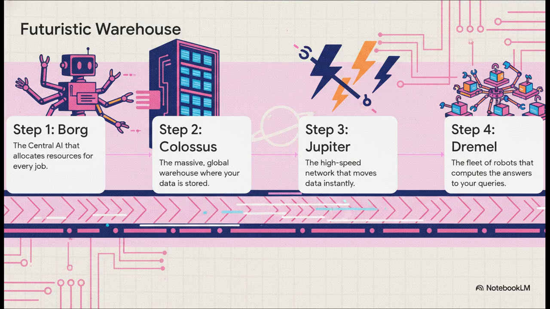When you ask a question, it's like placing an order. Borg, the central AI brain, immediately assigns thousands of little robot workers to go get your answer. These robots are part of a fleet called Dremel, and that's the computation engine. And how do they get the data from the shelf to the robot so fast? That's Jupiter, a mind-blowingly fast conveyor belt, a network that moves data at a petabit per second. It's this beautiful symphony of all these custom systems working together that gets you answers in just seconds.